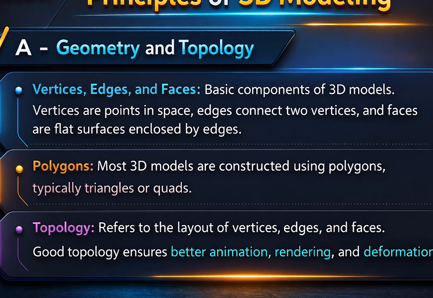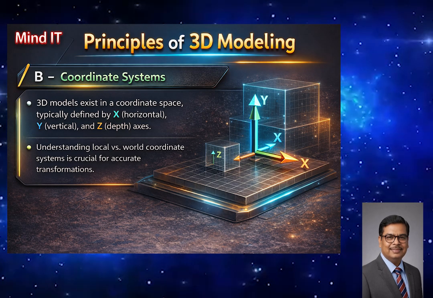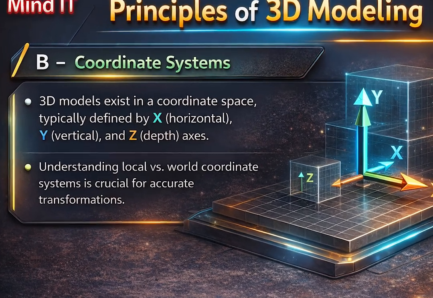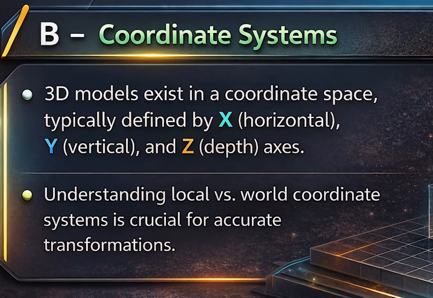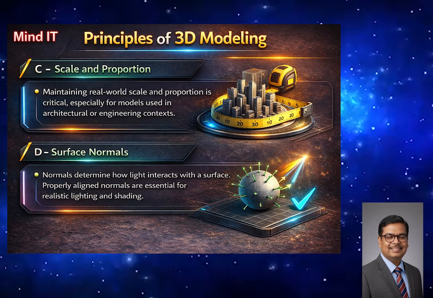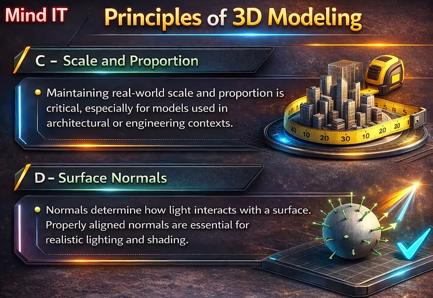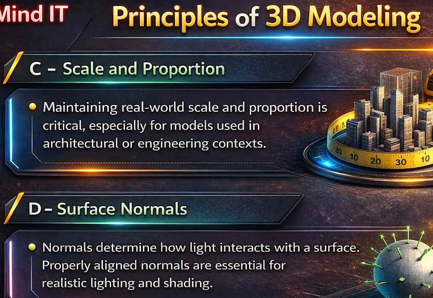B. Coordinate systems. 3D models exist in a coordinate space, typically defined by X, horizontal, Y, vertical, and Z, depth, axis. Understanding local versus world coordinate systems is crucial for accurate transformations. C. Scale and proportion. Maintaining real-world scale and proportion is critical, especially for models used in architectural or engineering contexts.